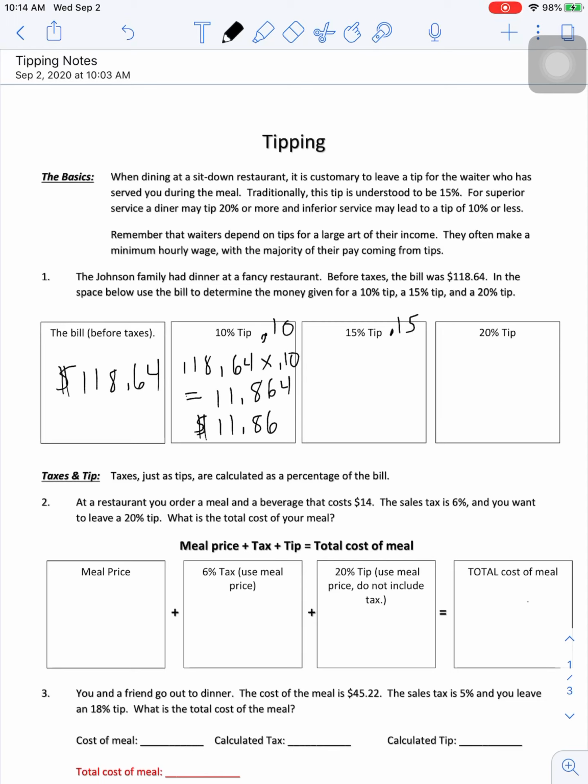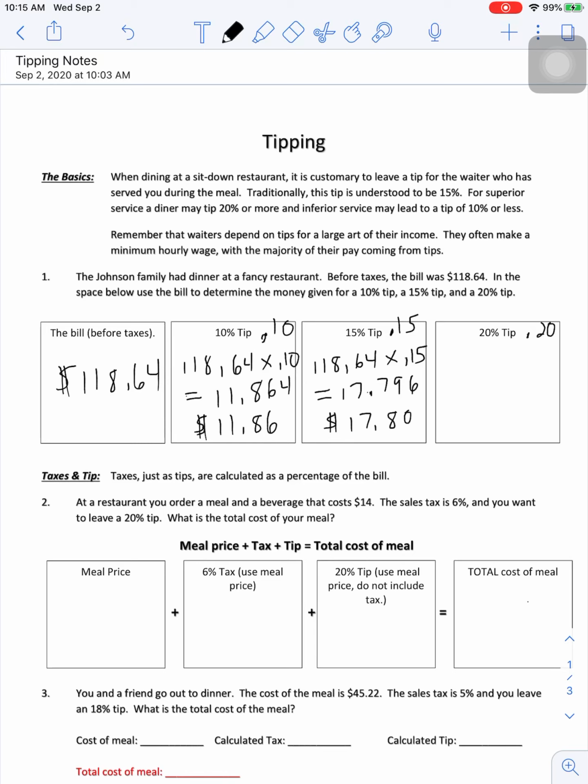Okay, so when you move on to the 15%, again, the same thing that you have to do is take the 15% and change it to 0.15, and then we would take the 118.64 times 0.15, and that's going to come out to be 17.796. So we're going to look at that 6, and then we're going to say that our tip for that is $17.80.